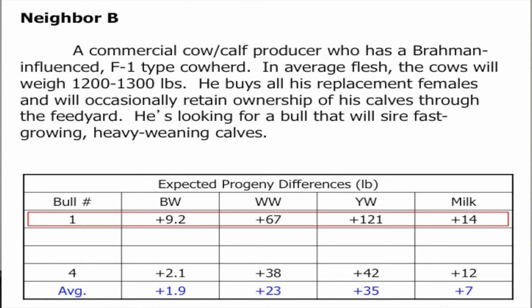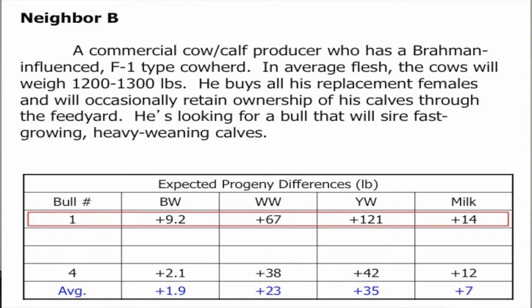We know those Brahman cross cows are very easy calving type females. So we don't focus as much on birth weight on these mature Brahman influenced cows. He buys all of his replacement females and occasionally retains ownership of his calves through the feed yard. He's looking for a bull that will sire fast-growing, heavy-weaning calves.